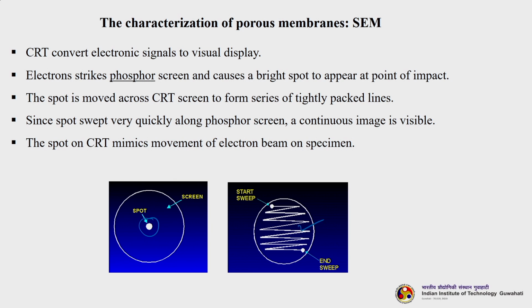Since the spot is swept very quickly along the phosphorus screen, a continuous image is visible. So, they are very fast. Okay. So, the spot on the CRT mimics the movement of the electron beam on the specimen.